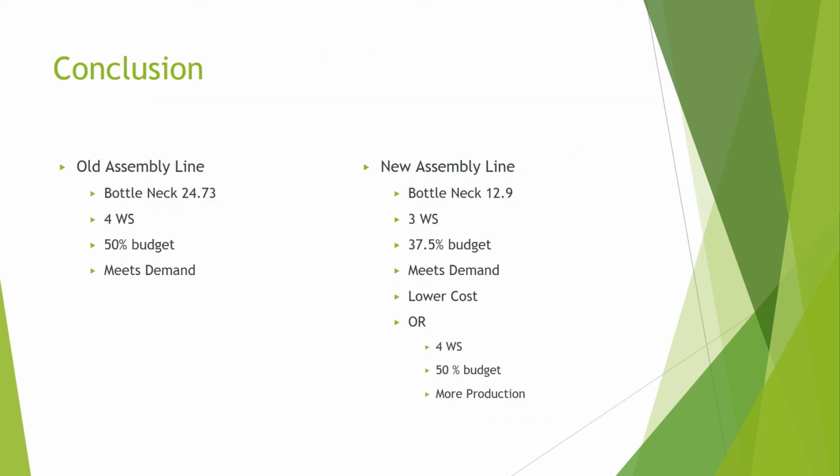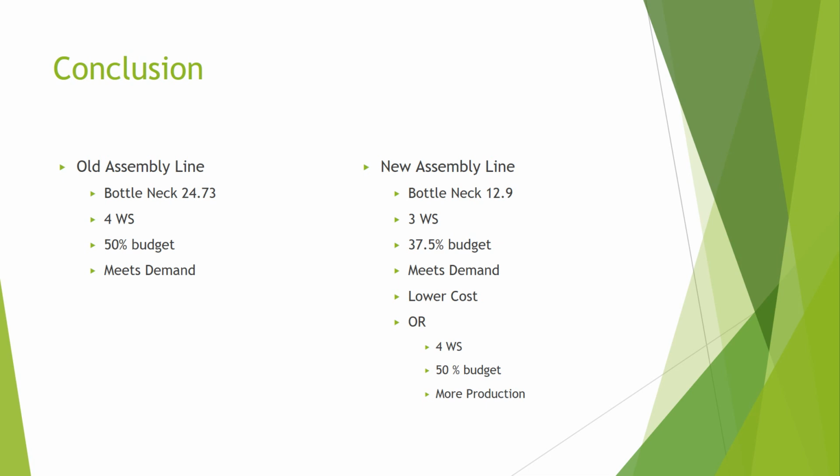In conclusion, our old assembly line had a bottleneck of 24.73 seconds with 4 workstations and a 50% budget. Although we did meet demand, improvements did enhance the way we could assemble the part. We cut down from 4 workstations to 3 workstations with the new assembly. Due to the fact that the 24.73 for task 5 is no longer our bottleneck, we have a new bottleneck of 12.9 seconds, which in the previous video was putting the back casing on and finishing off the screws.